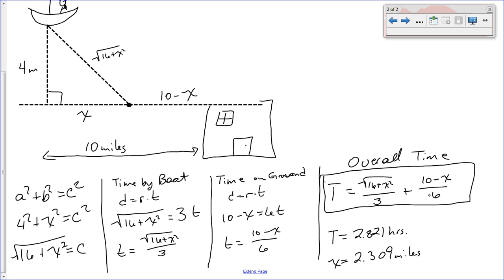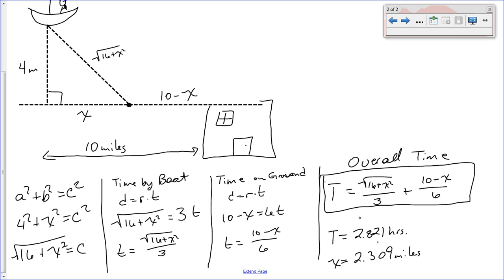Once you find the derivative of this equation, what would be your next step? Hopefully you said you're going to set it equal to 0 and solve for x, because that's exactly what you're going to do. When you get x, x is going to be 2.309. And of course, to find t, you're just going to throw x in and find t as 2.821 hours. So it's going to take you a little under 3 hours to get home.